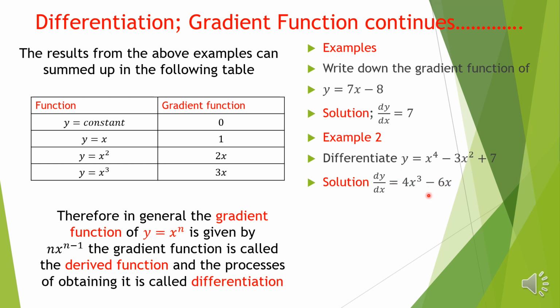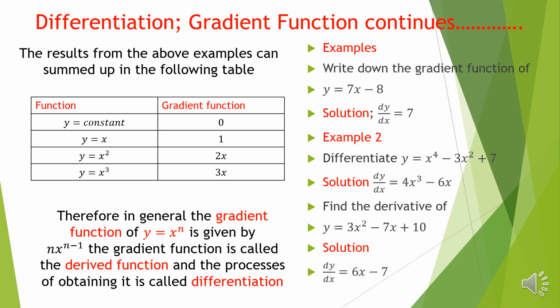Now, this one is referred to as the derived function. Example 3 says, find the derivative of y equals 3x squared minus 7x plus 10. The same procedure will be followed. Realize that the 2 can be taken back to multiply with 3 to have 6. Then we subtract 1 from the power to remain with x. Now the differential of x is 1, and 1 times 7 is 7. The differential of a constant, we've said, is 0. And therefore, dy/dx reduces to 6x minus 7.